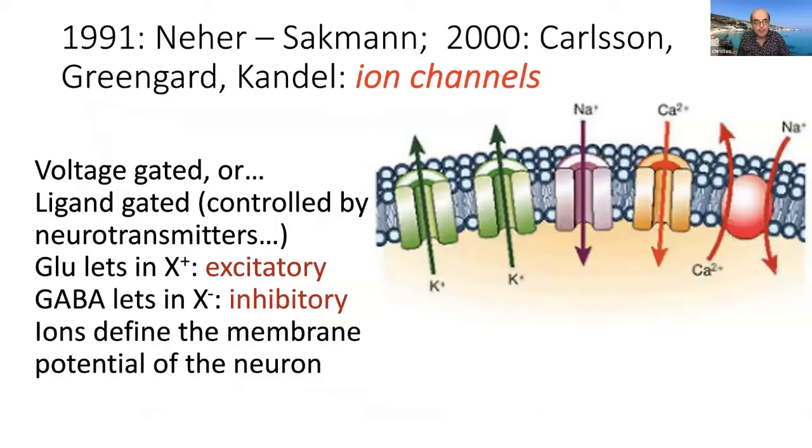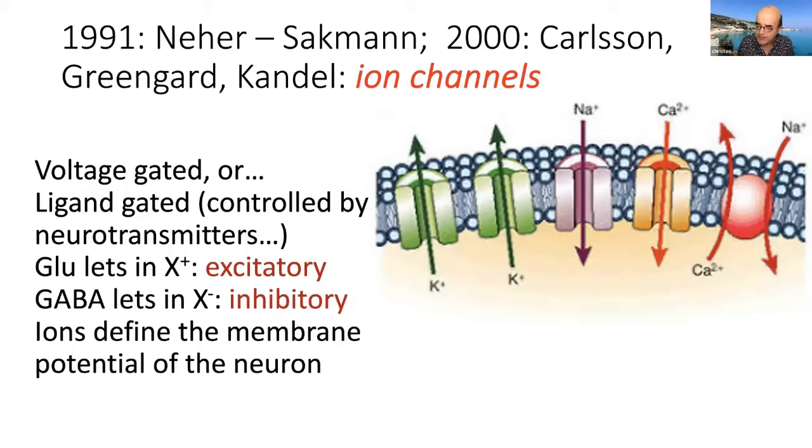Then, much later, two groups got the Nobel Prize for something also extremely important. You cannot think of the cell without it, and that's ion channels. The membrane of the cell is full of these controlled holes, controlled entrances that are called ion channels. Some of these entrances are for ions like chlorine, calcium, or sodium to get in and out, and these are either voltage gated, in other words, when the voltage is high enough or low enough the gate opens, or ligand gated, which means that they are controlled by neurotransmitters.